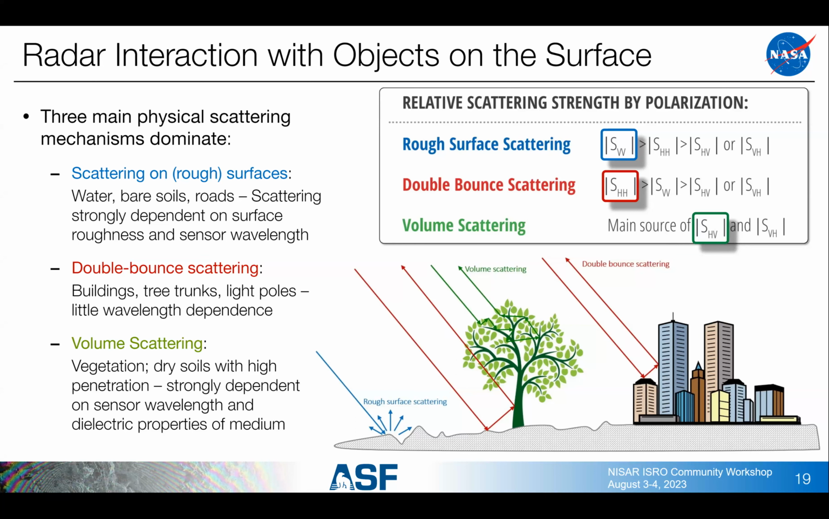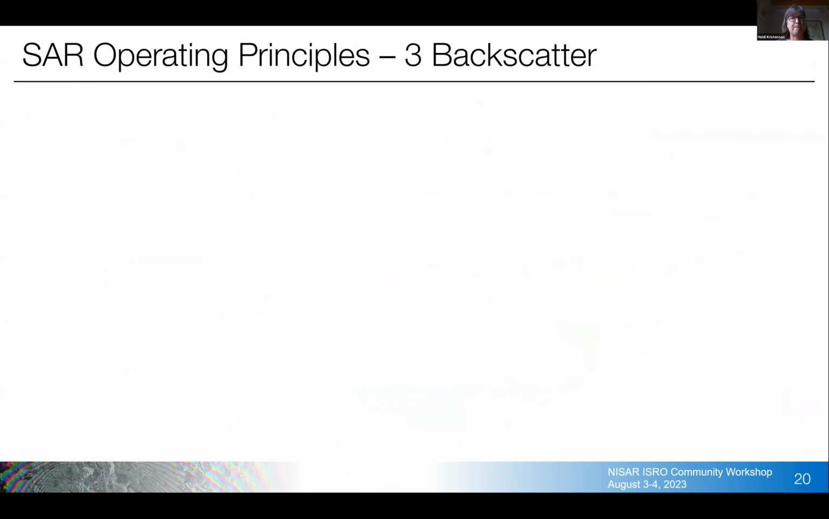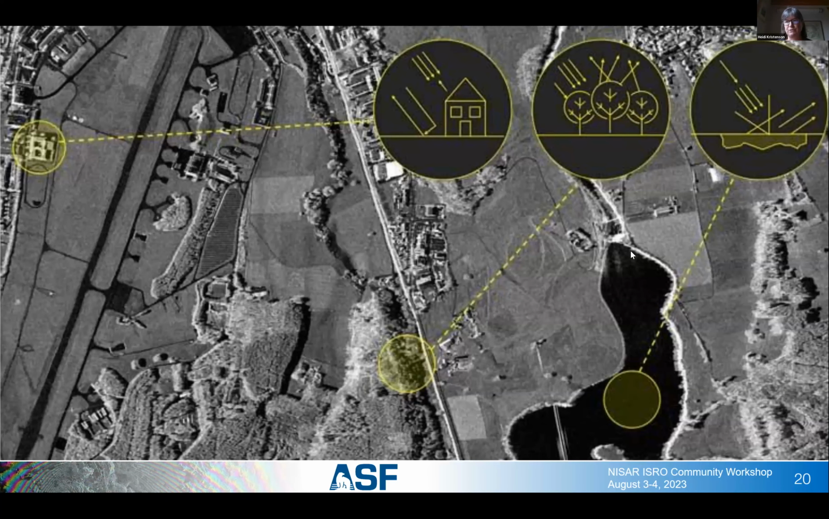So if you're looking at VH imagery, you would expect that areas with vegetation would have higher backscatter. And the more complex the vegetation, the greater the backscatter. So just a quick visual review.